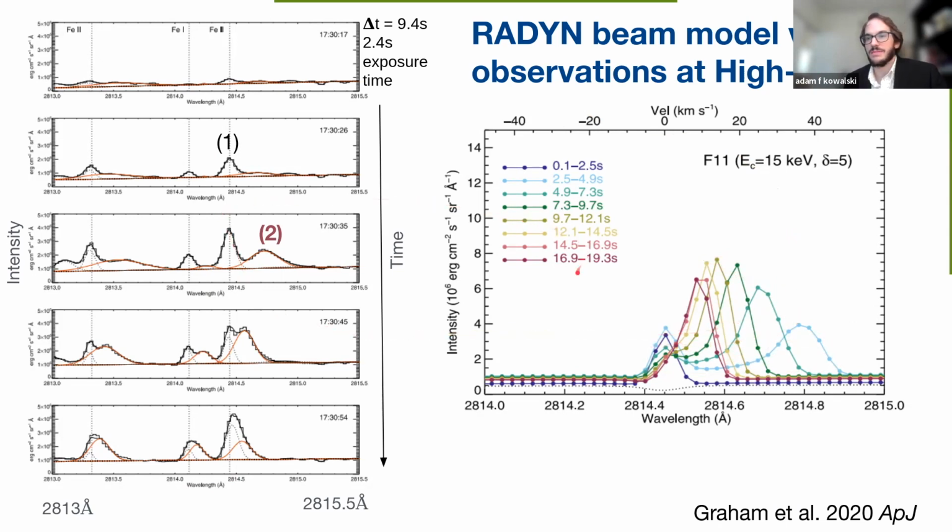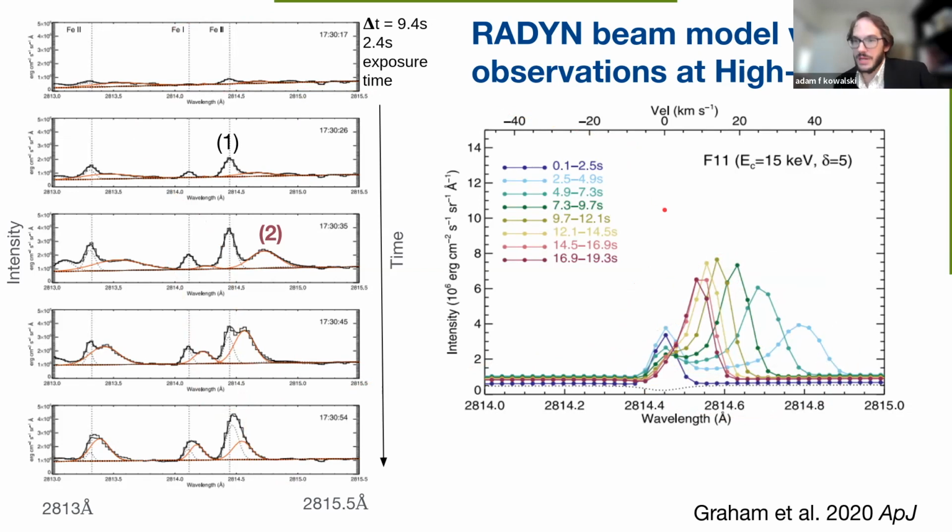We find some pretty striking discrepancies. First, the redshifted component is much brighter than the emission around the rest wavelength. That's a really important discrepancy. Second is the time scale of the model. The evolution of the model takes place over about 15 to 20 seconds, whereas the evolution in the observations takes place over about 50 seconds. So we have a factor of about 2 to 3 error in the time scale.